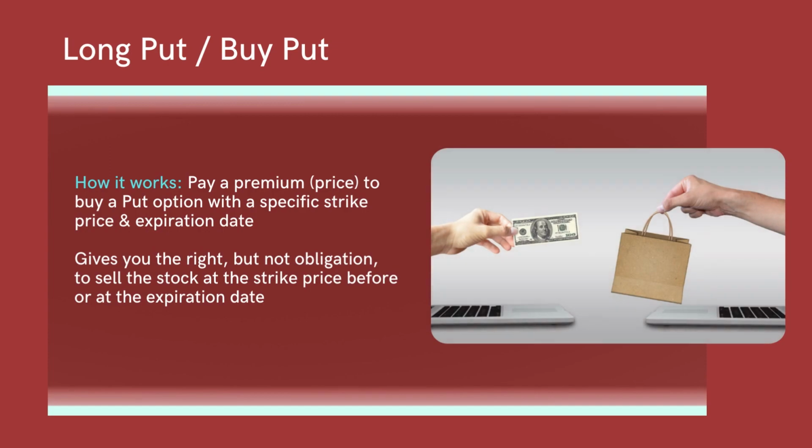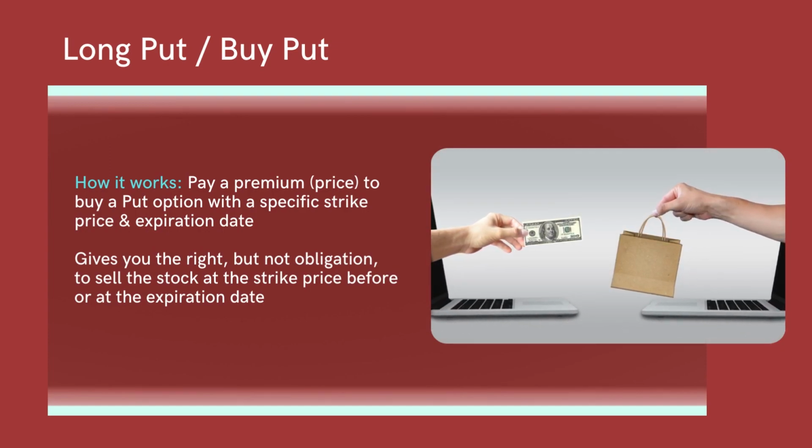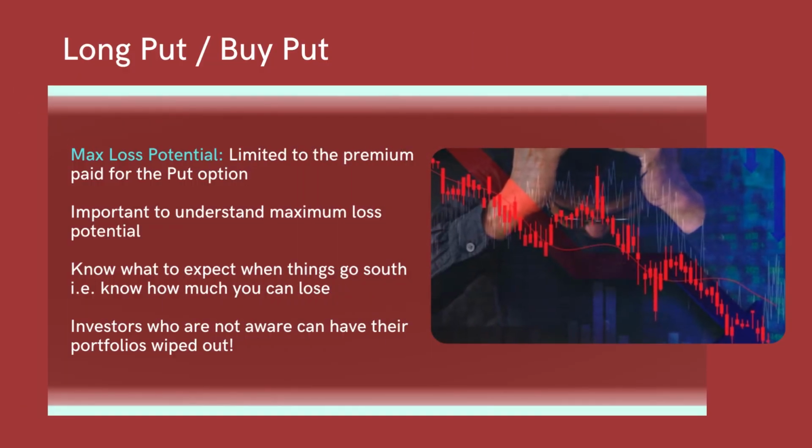Anyway, how this strategy works is that you will have to pay a premium or price to buy a put option with a specific strike price and expiration date. This then gives you the right, but not the obligation, to sell the stock at the strike price before or at the expiration date. The maximum potential loss for this strategy is limited to the premium that you paid for the put option.